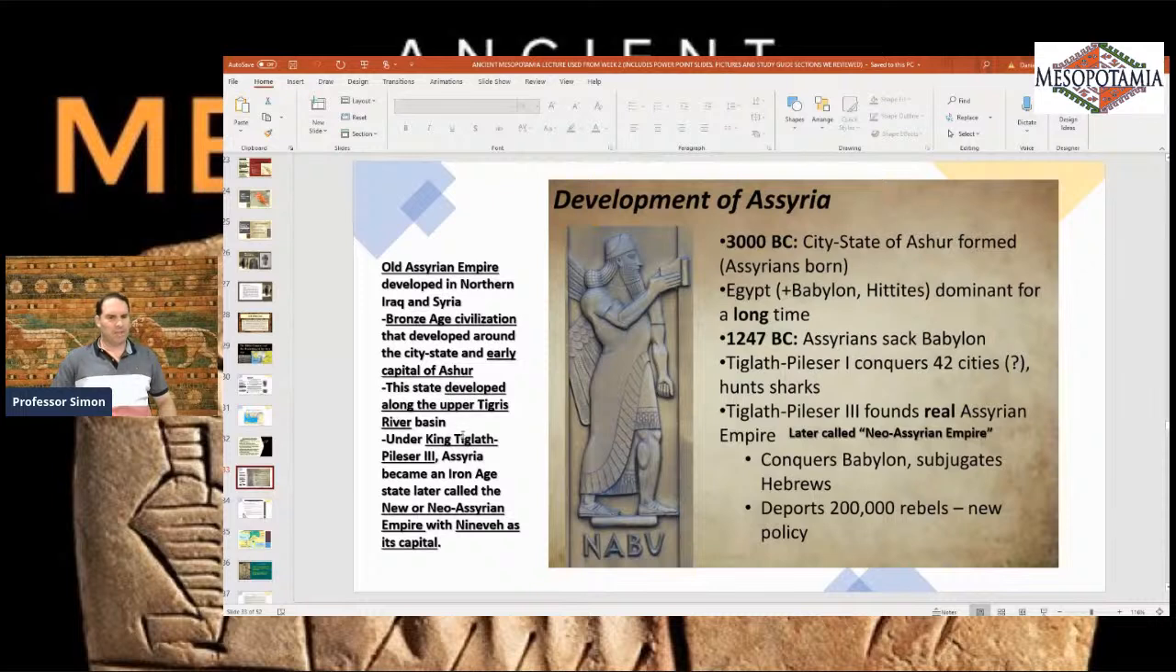It's believed that around the time of King Tiglath-Pileser III, who reigned in the 9th, 8th century, Assyria becomes more like an Iron Age state, an empire. What they'll call that empire later is the New or Neo-Assyrian Empire. It'll have another city and capital bigger than Ashur, which will be Nineveh, a huge city of close to 100 to 200,000 in population, one of the largest in the world when it emerged.